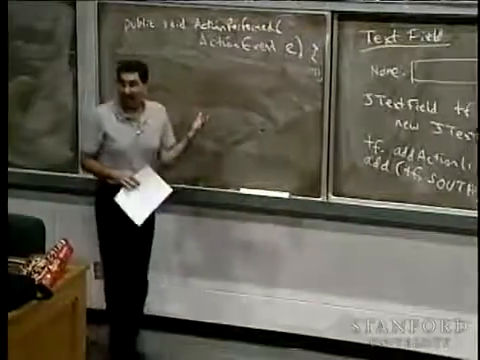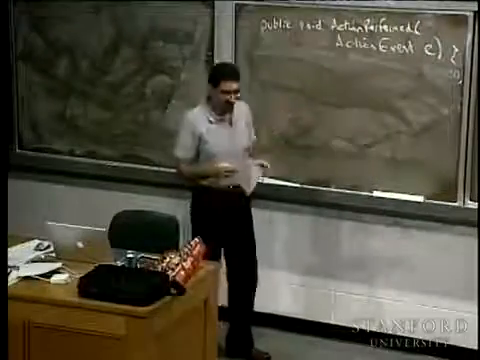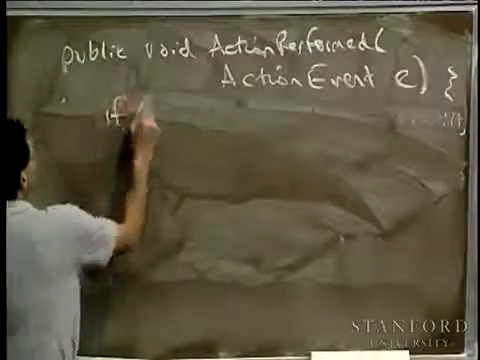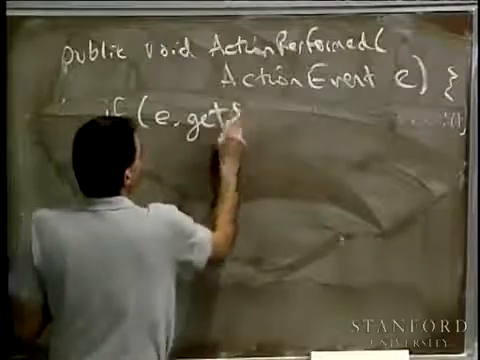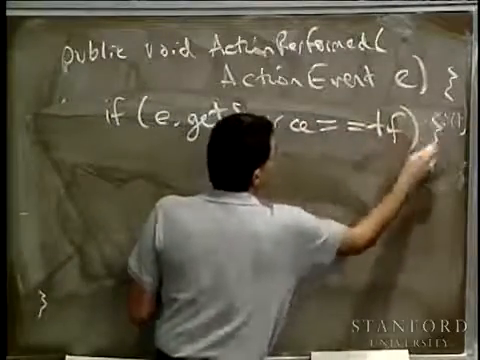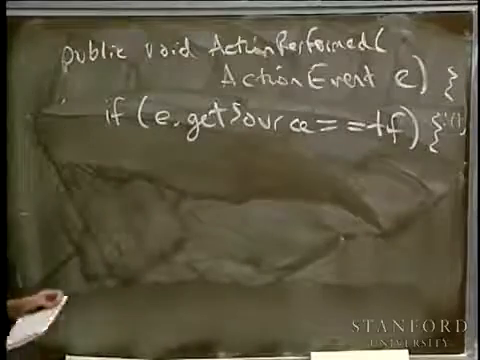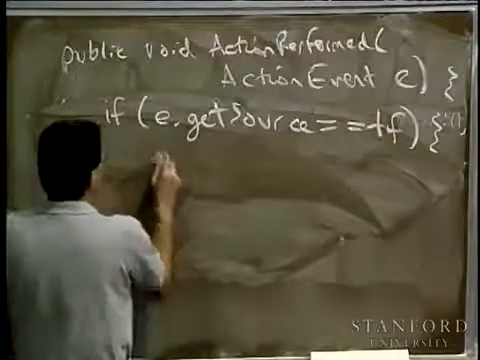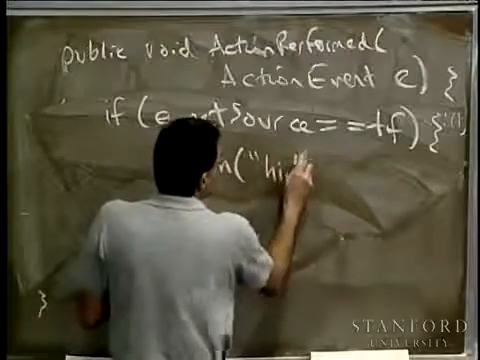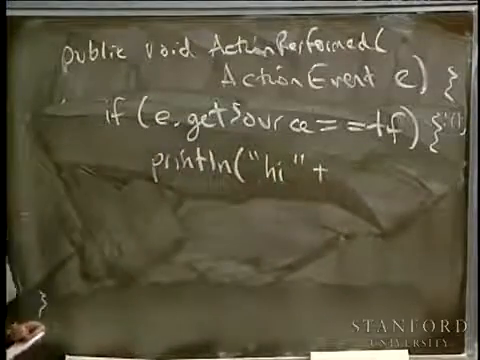What you're going to do is use your friend that you just saw, e.getSource. So inside here, you're going to say if e.getSource is equal to TF. And at this point, all kinds of warning bells should go off for you. Maybe inside here you want to do a println where you say hi, and then add to it the text that's in that text box.